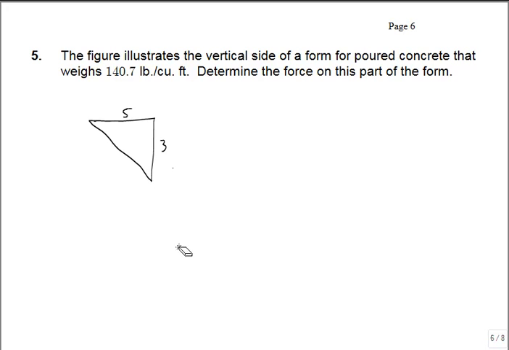So that's my form, and I'm going to fill it in with concrete, which has a different weight density than what we've been dealing with. It's going to have a weight density of 140.7, so that's going to be our W. Now, in order to figure out the fluid force on this due to pouring in this concrete, we need to set up our coordinate system again, and how you do it is kind of up to you. What I am going to do is center my y-axis over here and my x-axis here. And I'm going to have this form going down. So if I draw a slice, it would be over here, just like that.